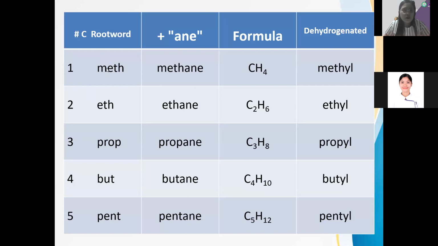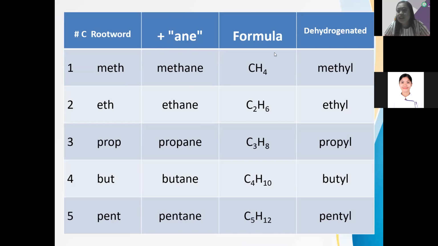So do not forget our root words for the number of carbons. Okay, please memorize the prefix for the number of carbons. This is true for all the functional groups in organic chemistry. So this is not just applicable sa ating alkane. Gagamitin pa rin natin yan sa mga succeeding natin na discussion. Okay? But again, idudugtong natin siya sa kanyang ending na ane if single bonds lang lahat.